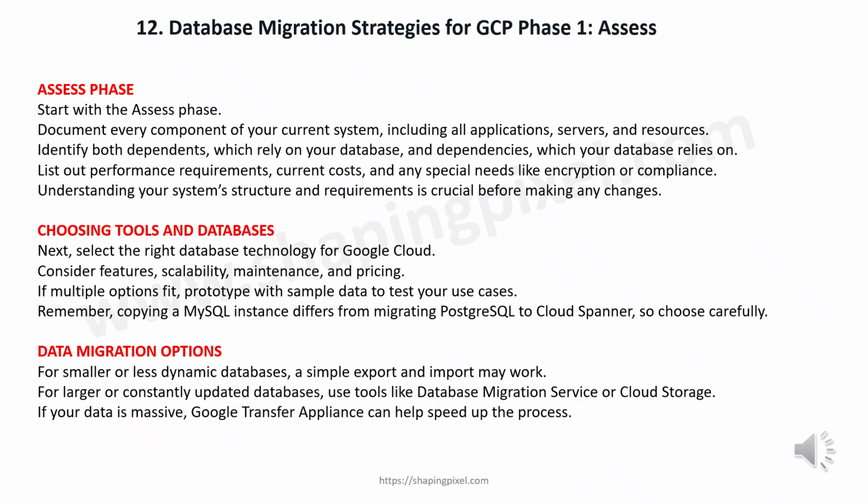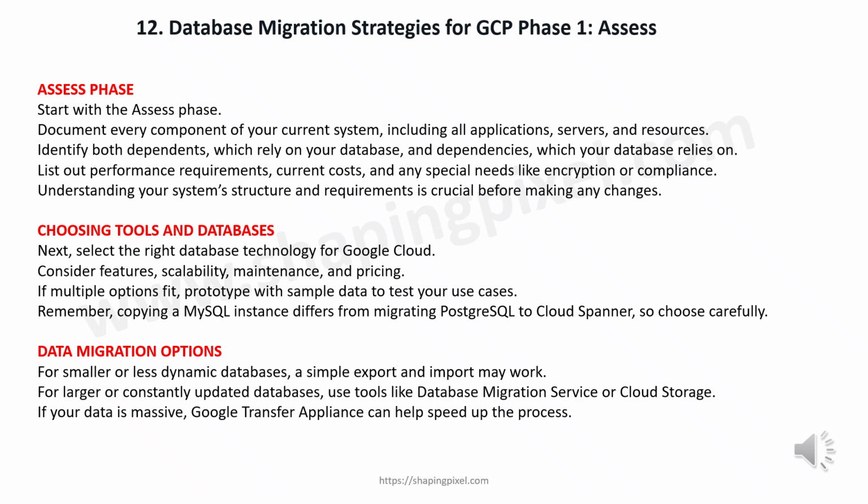Start with the assess phase. Document every component of your current system, including all applications, servers, and resources. Identify both dependents, which rely on your database, and dependencies, which your database relies on. List out performance requirements, current costs, and any special needs like encryption or compliance. Understanding your system structure and requirements is crucial before making any changes.